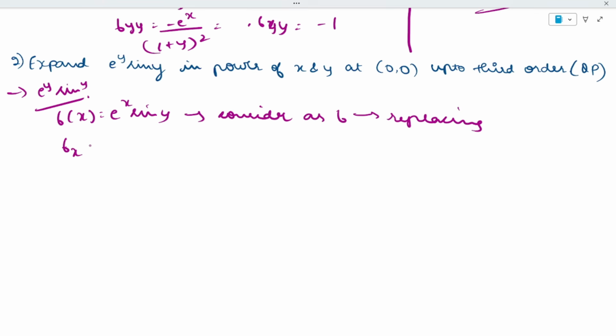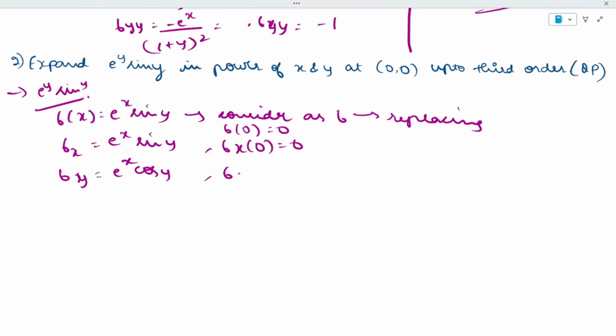Now again, if you differentiate with respect to x, you will get e^x sin y. If you substitute the value at 0, f_x(0) will also be 0. Now again, if you differentiate with respect to y, you get e^x cos y, since differentiation of sine is cosine. Now f_y(0) will be equal to 1.